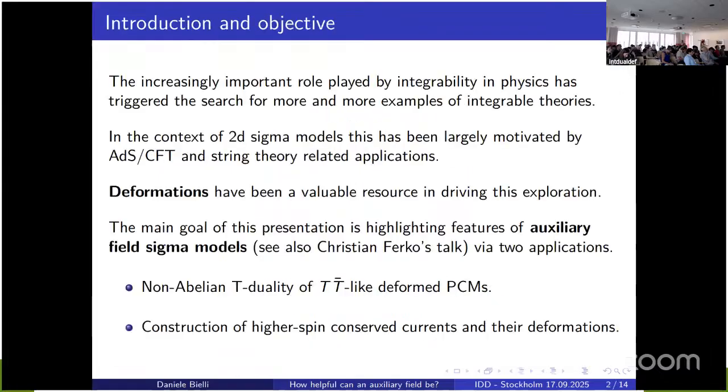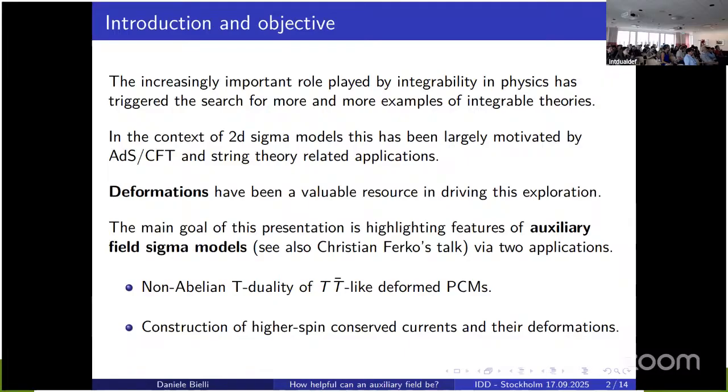So let me just start with a very brief bit of motivation. We know that the increasingly important role played by integrability in the last decades has triggered the search for more and more examples of integrable theories, because they are very interesting, very nice. Various techniques have been developed to explore this landscape of integrable theories. In the context of 2D sigma models, this has been motivated by AdS/CFT and string theory to a good extent. One of the techniques that people have adopted is this deformation technique that I think all of you know here.